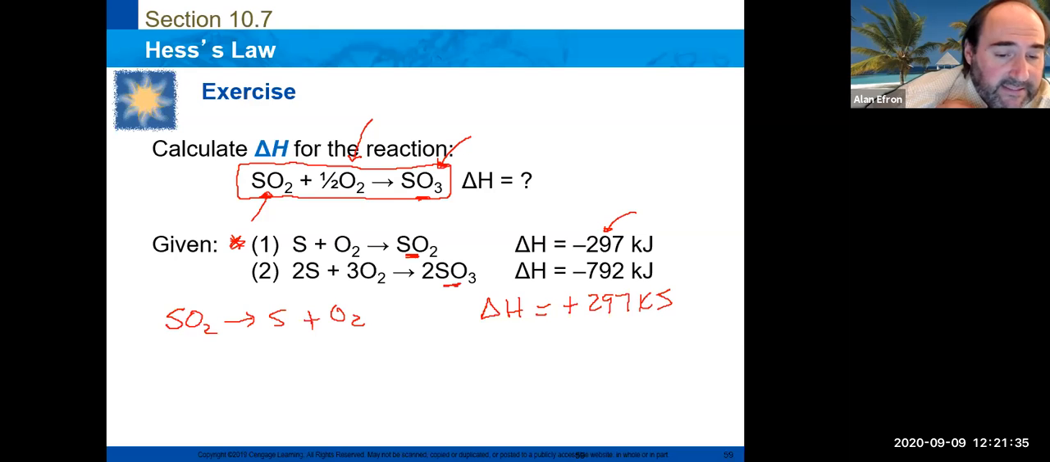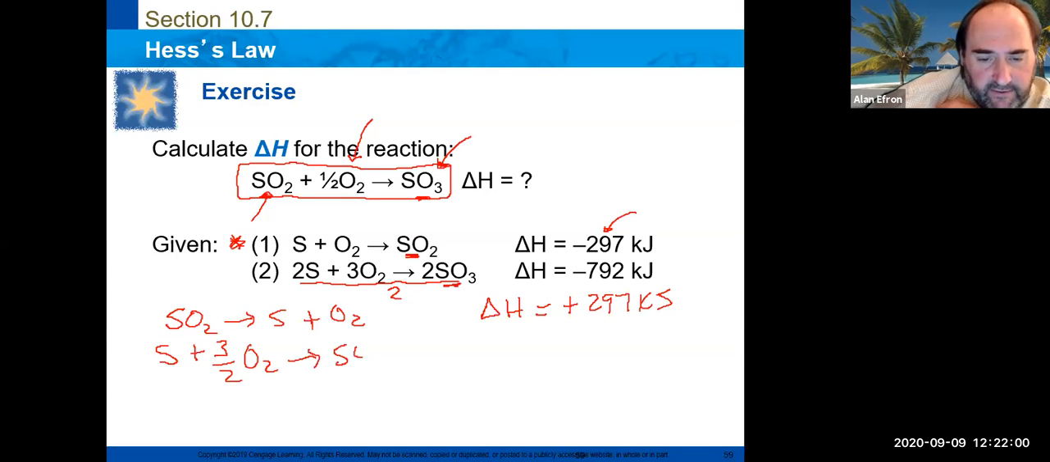So what that means is for the second one, just simply to get us to the correct number of SO3s, I need to take everybody here and divide all the coefficients by 2. And if I do that, I'm going to leave the reaction the same way, which means I'll end up with S plus 3/2 O2 yields SO3. And that's what I get when I divide everybody in that second equation by 2.